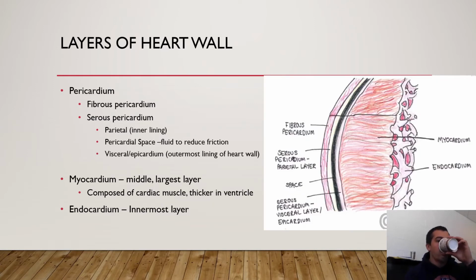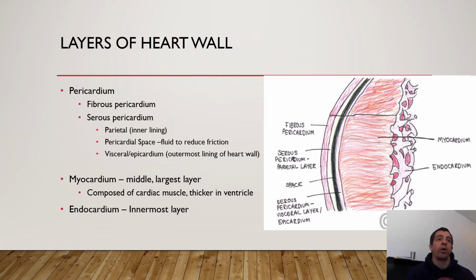So, the layers of the heart wall. Well, what's the most important for us? The most important part of this diagram is your myocardium. So you've got your pericardium, which is broken down to many different layers, and again, I've taken some of these slides from some of my exercise physiology classes. Don't worry about your pericardium. Your myocardium is the middle and largest layer of the heart, and it is composed of cardiac muscle, right? Your ventricle tends to have a little thicker myocardium. Now, why would this be?